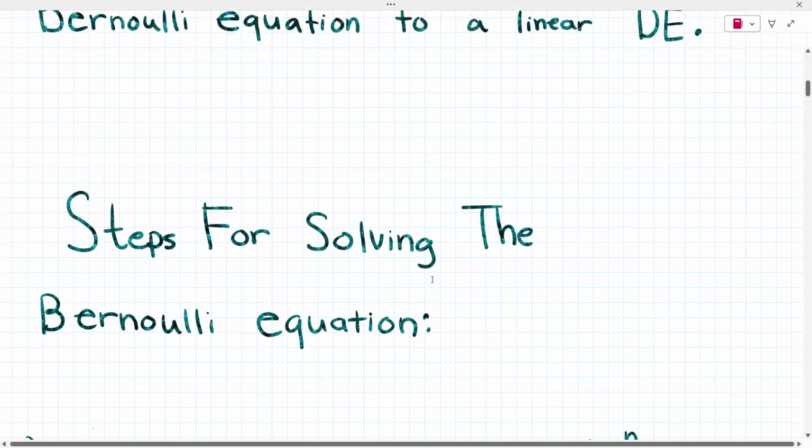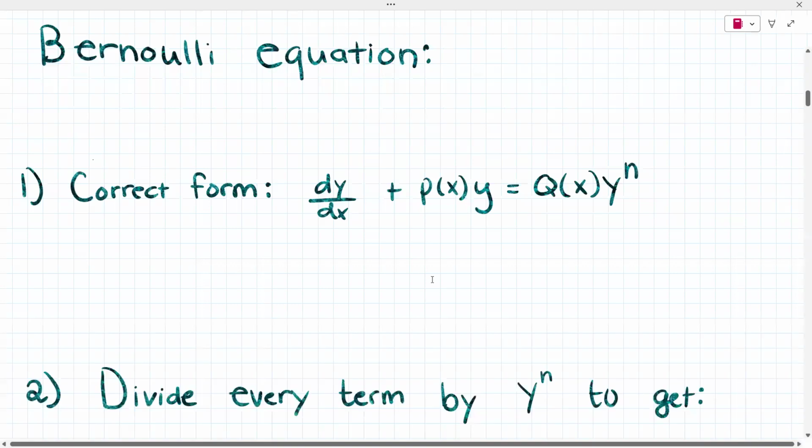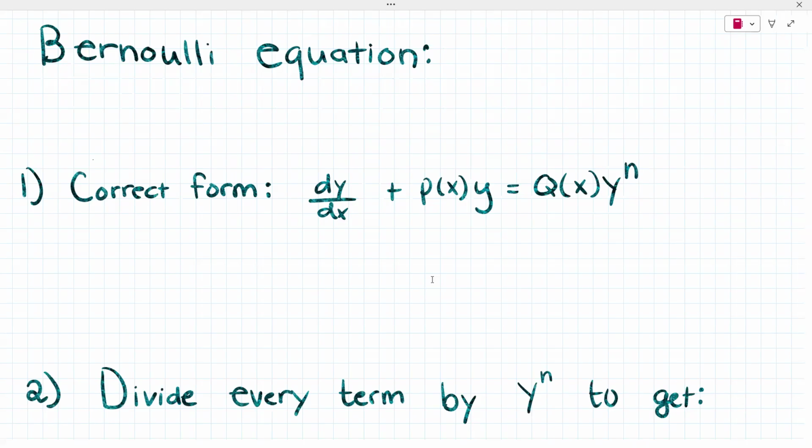What are the steps for solving Bernoulli equations? Step one, make sure you put it in the correct form. If you cannot put it in the correct form, you can't use Bernoulli. It has to be in the form dy over dx plus p of x times y equals q of x times y raised to the n.